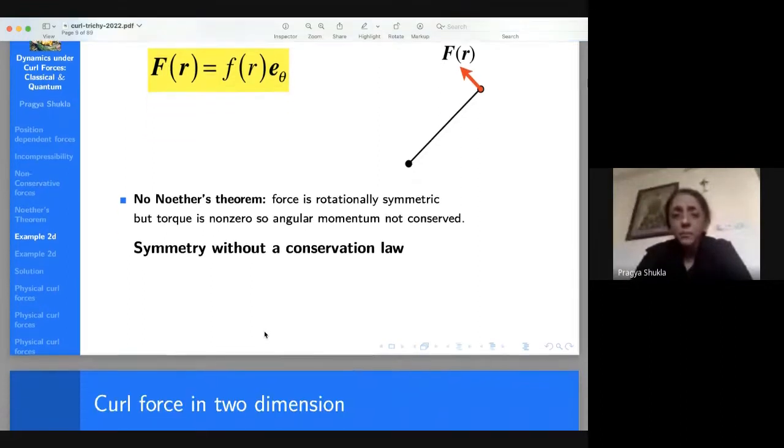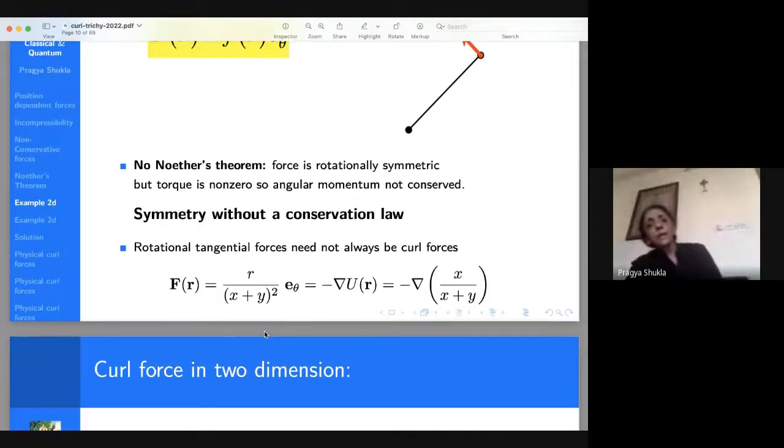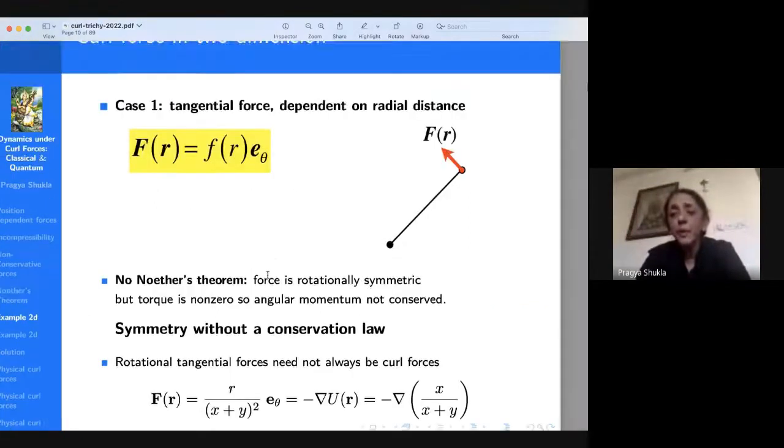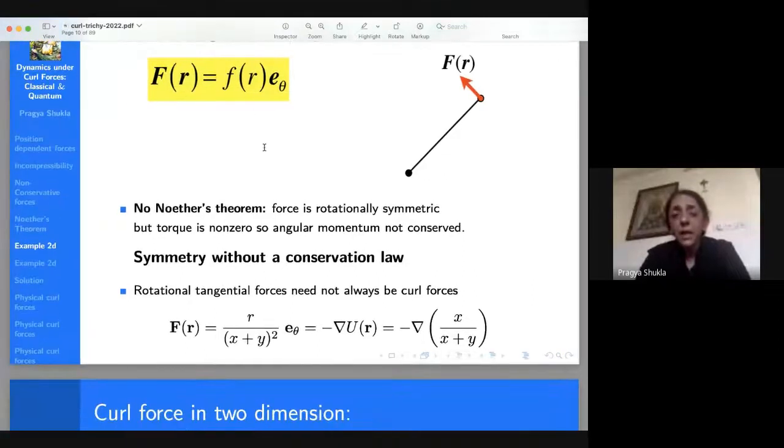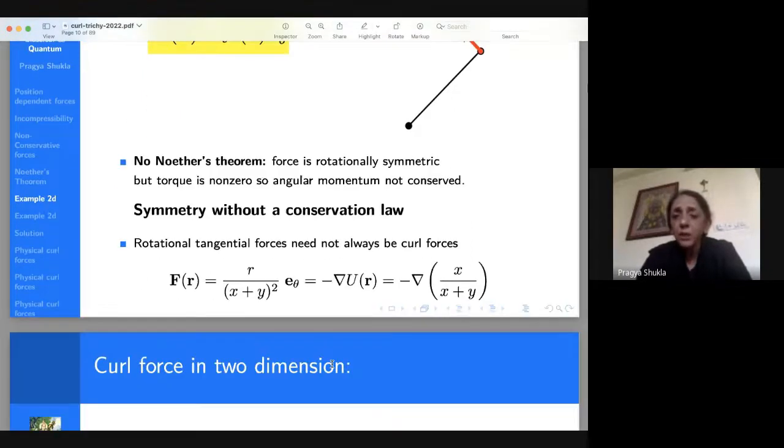While I'm at it, let me say I could have given you a counter example: not all rotationally symmetric tangential forces of this form need to be curl forces. This is a special aspect of curl forces, but not all tangential forces are always curl forces, so you should be careful before applying this.